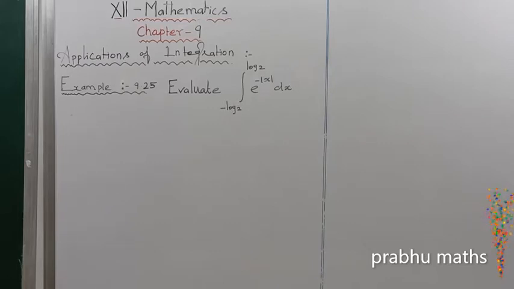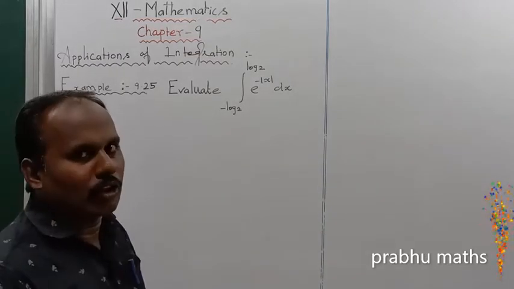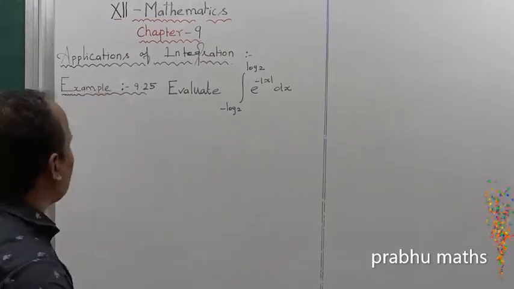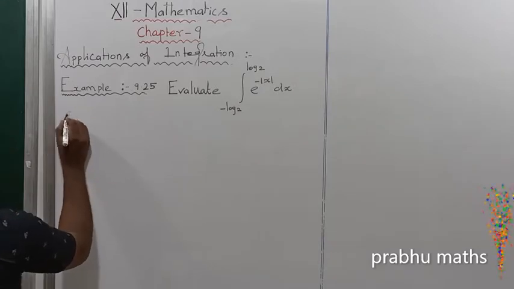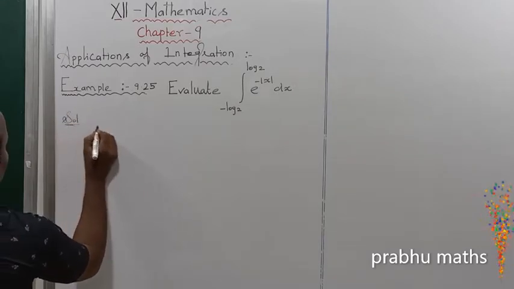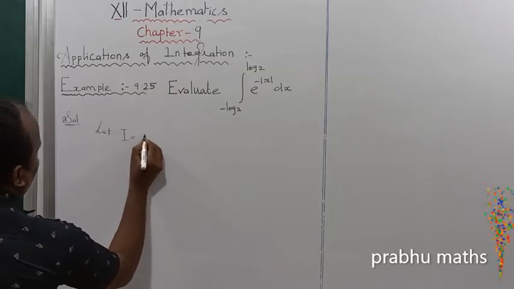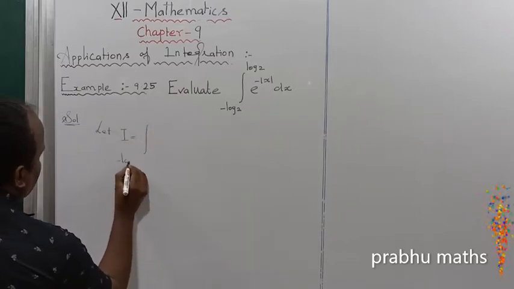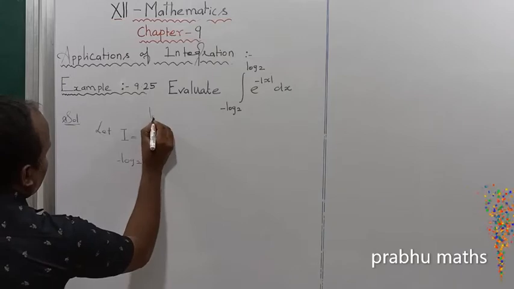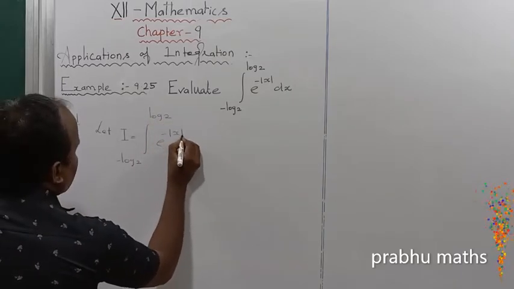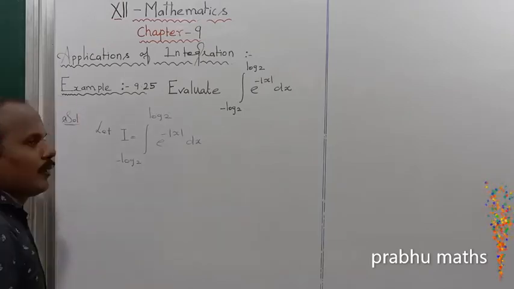Example 9.25: evaluate the integral from minus log 2 to plus log 2 of e power minus modulus of x dx. So the solution: let us consider the given integral value equal to I, integral from minus log 2 to plus log 2 of e power minus modulus of x dx.